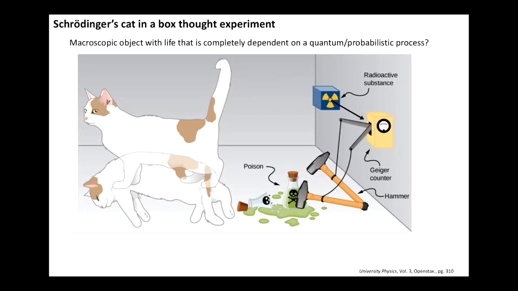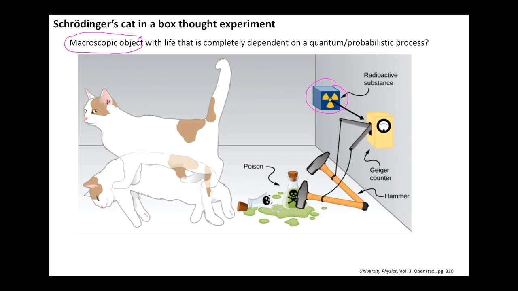Schrödinger's cat-in-a-box thought experiment fought with this idea a little bit. It's the idea that if you have a macroscopic object, which typically isn't impacted by quantum mechanics, but I rig an experiment so that its entire existence is dependent on what's happening at the microscopic level, what's going to happen? Here's the way it works. We're going to take a tiny, tiny bit of radioactive substance and put it in the box with the cat. Okay? The box is sealed.